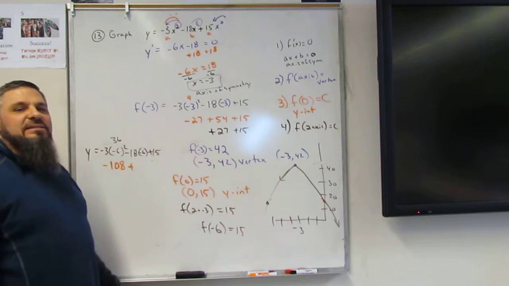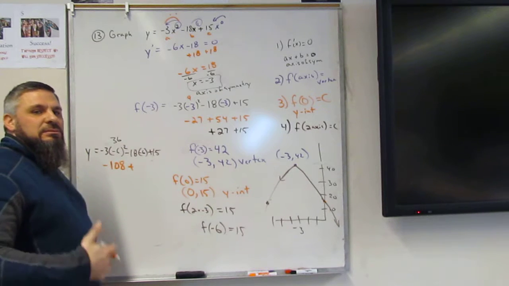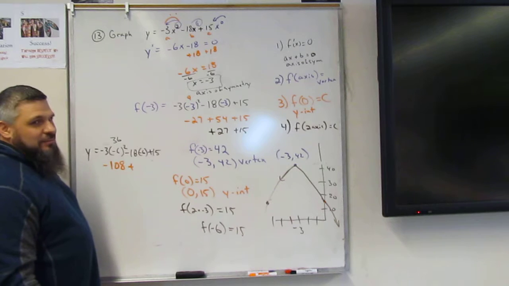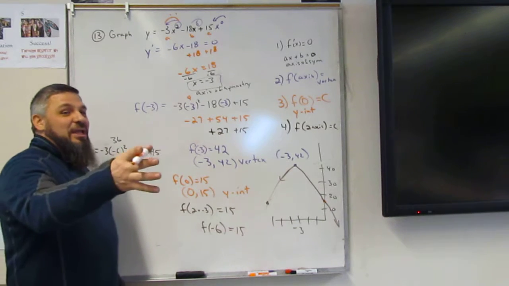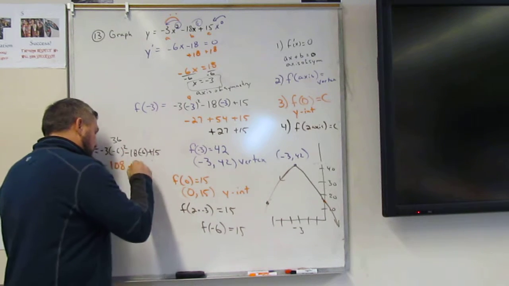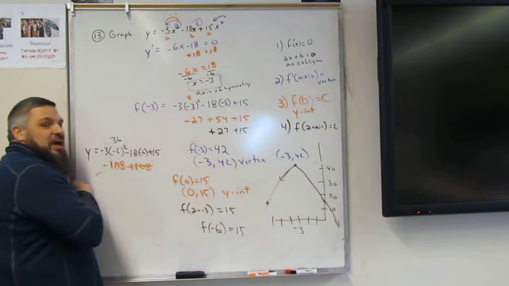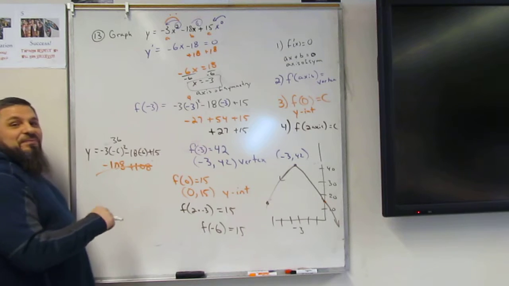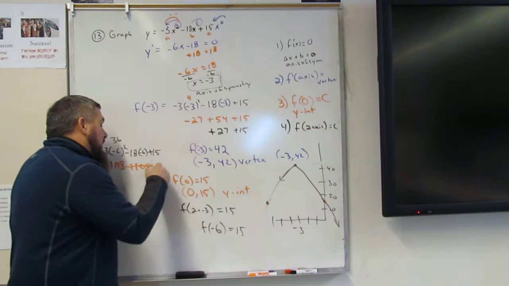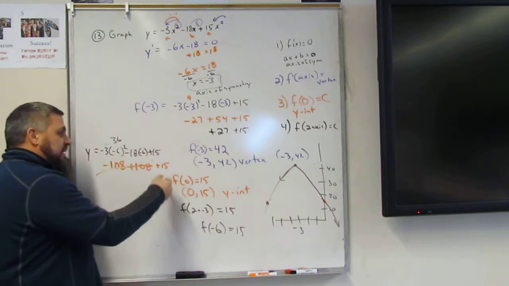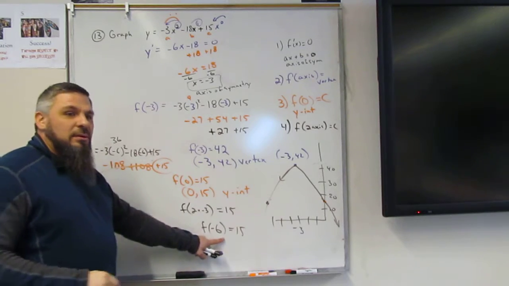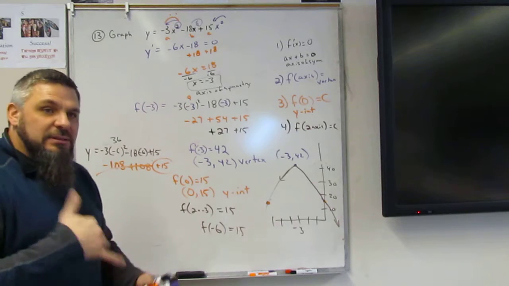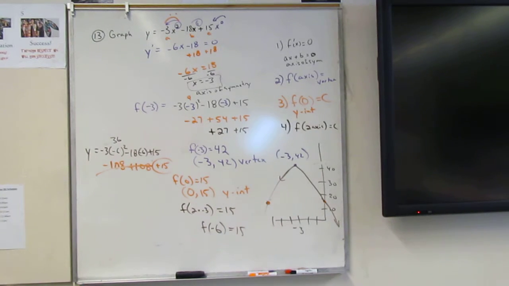And 6 times 18? 60 plus 48. 108. They should cancel out, right? Perfect. So then it's plus 15, so it does equal 15. And that's where this point comes from, and we're good. Does that make sense? 4-step method.